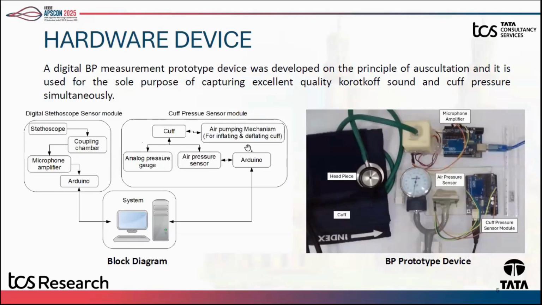In the cuff pressure sensor module, as you can see, the cuff has two outputs. One pipe is attached to this air pressure sensor. We also have a pressure gauge so that we can see the real-time pressure. And this air pressure sensor basically calculates the pressure in the cuff in the millimeter Hg format, which is how we measure the BP. It sends it to the Arduino, and the Arduino stores it with a timestamp in the system.